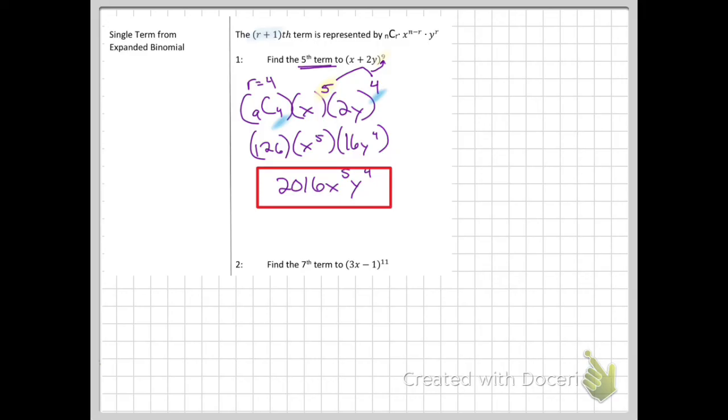See if you can do number 2. 7th term. First of all, n starts with 11. N is 11. 11c. 3x goes in the first parentheses. -1 goes in the next. Can you fill in all the stuff that's missing?